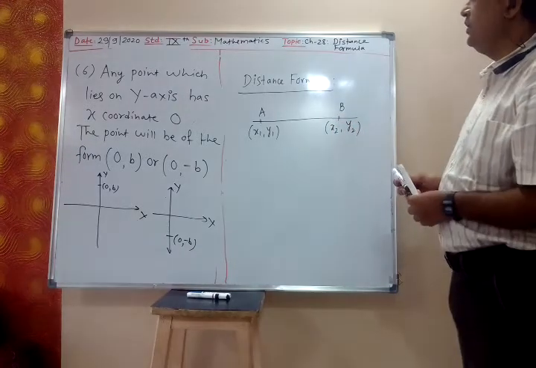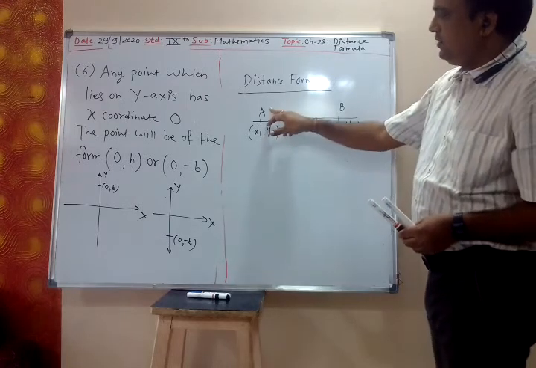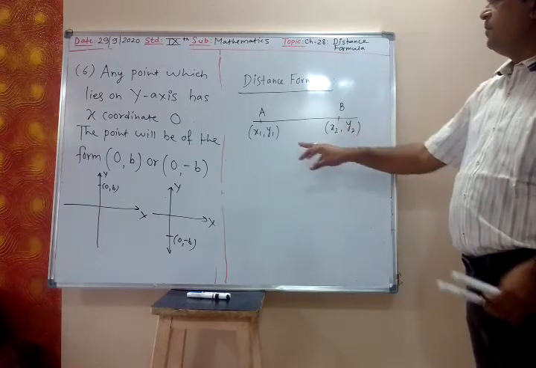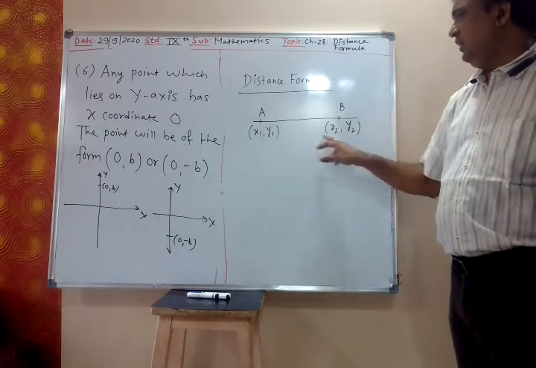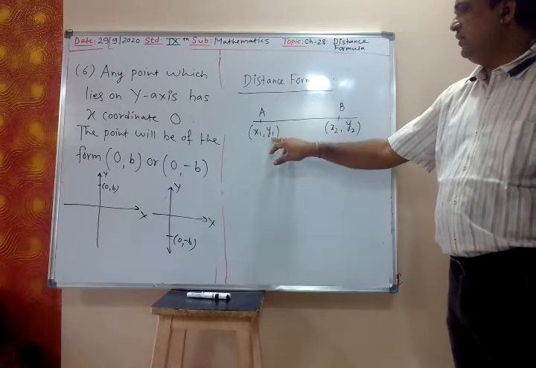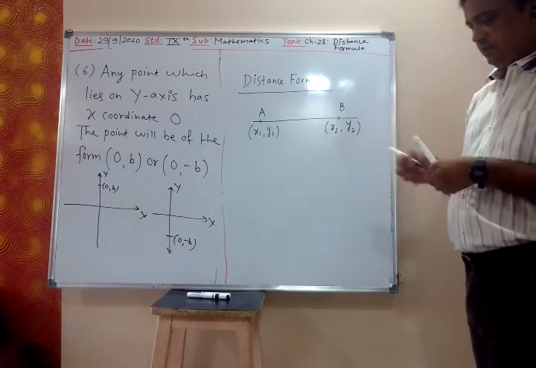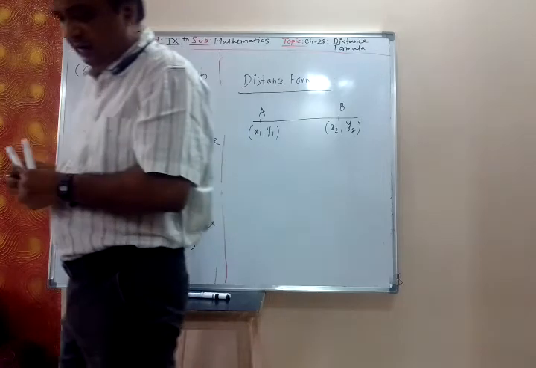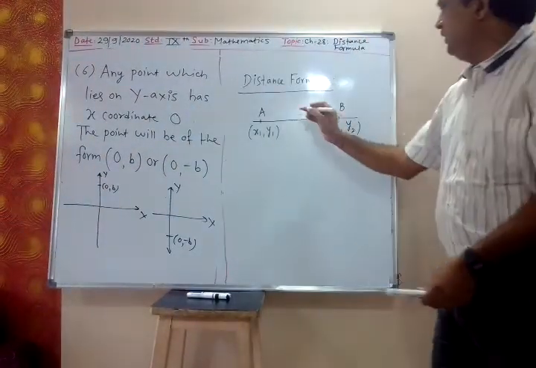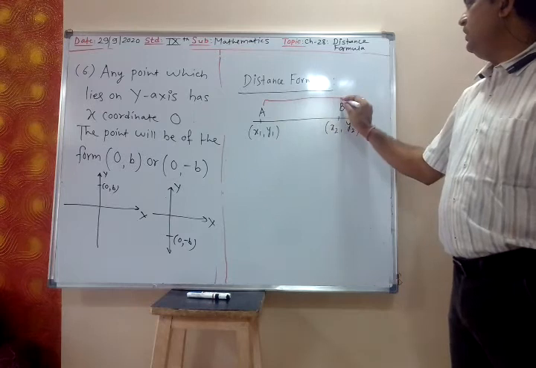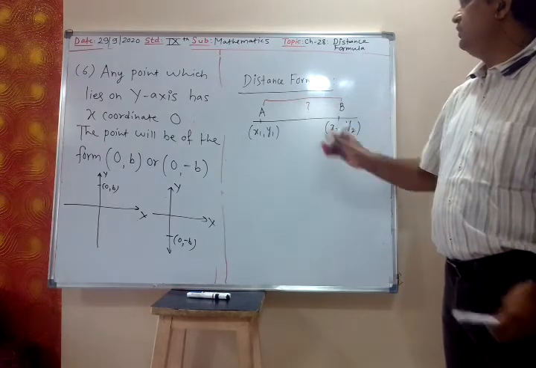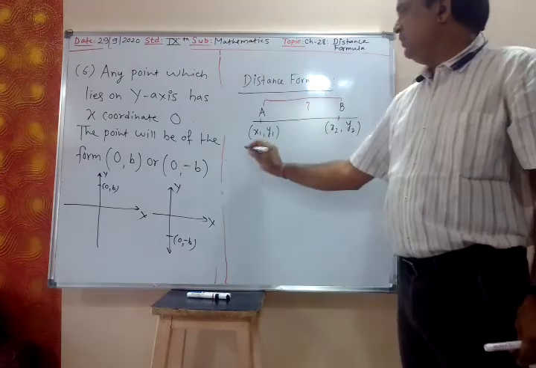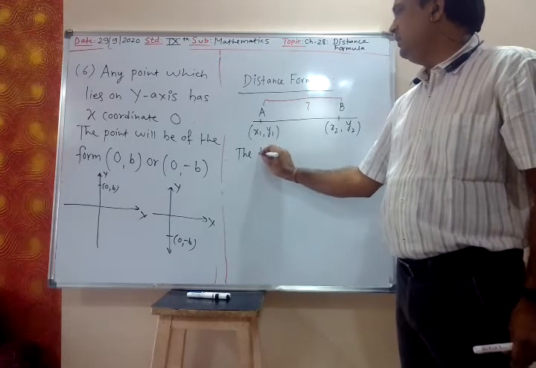So A and B are 2 points. The coordinates of A are x1, y1 and the coordinates of B are x2, y2. x1 is the first coordinate, x2 is the first coordinate, y1 is the second coordinate, y2 is the second coordinate. Now we want to find the distance between A and B. What is the length between A and B? This we have to find. Write down the distance between A and B.